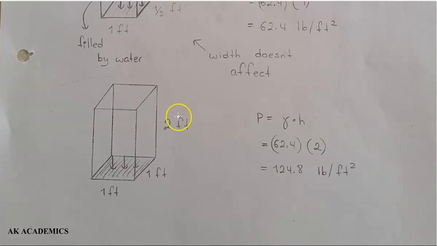In this case, you can see that the height has been doubled, and we have kept the width and the length constant and doubled the height. In this particular case, you will see that the pressure has also increased because the height increased. So pay attention to this. The width doesn't affect the pressure in the reservoir.